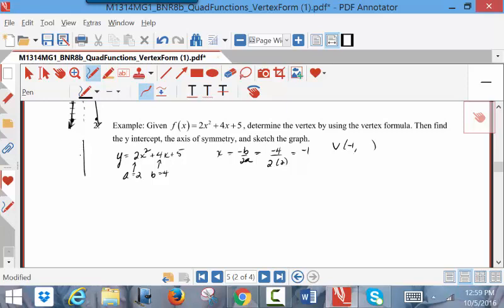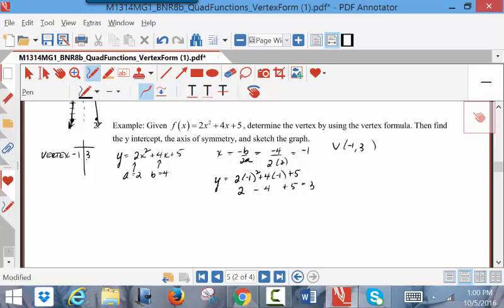So if I look at this as a table, right now my vertex is the point where the x value is negative 1, and I need to get the y value that goes with it. To get the y value, and this is a negative number, we're going to have to square it, so be very careful. The y value is 2 times negative 1 squared plus 4 times negative 1 plus 5. So that's 2 times a positive 1 minus 4 plus 5. So that's negative 2 plus 5, which is positive 3. So the y value of the vertex is 3. So this vertex is the point negative 1, 3.